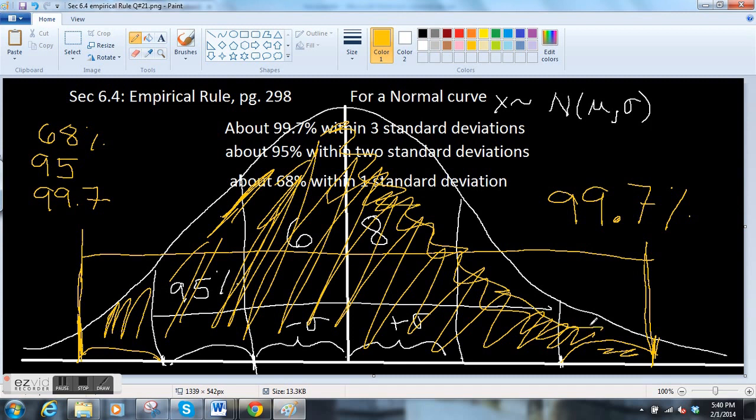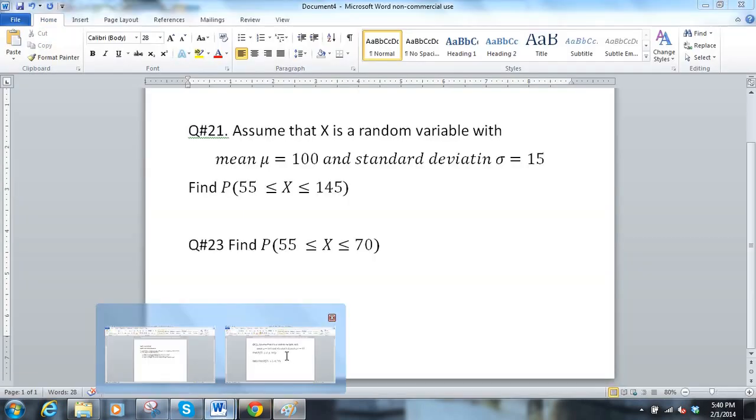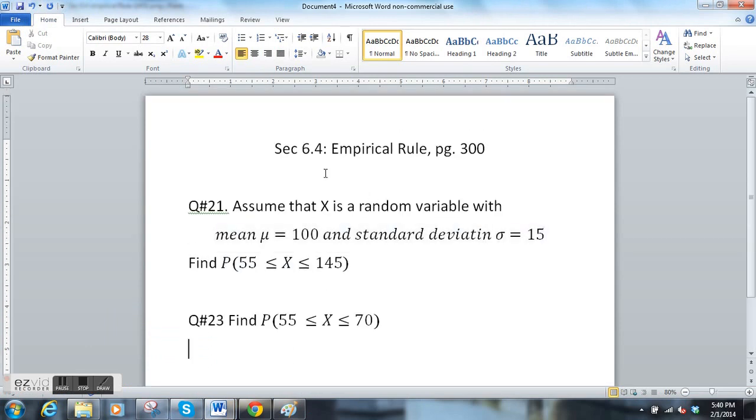Okay, that's fine and dandy. How do you use it to solve problems? So let me look at a problem here. This one, the empirical rule. On page 300, this is question 21. Assume that x is a random variable with mean mu and standard deviation sigma, and we want to find the probability that x is between 55 and 145.